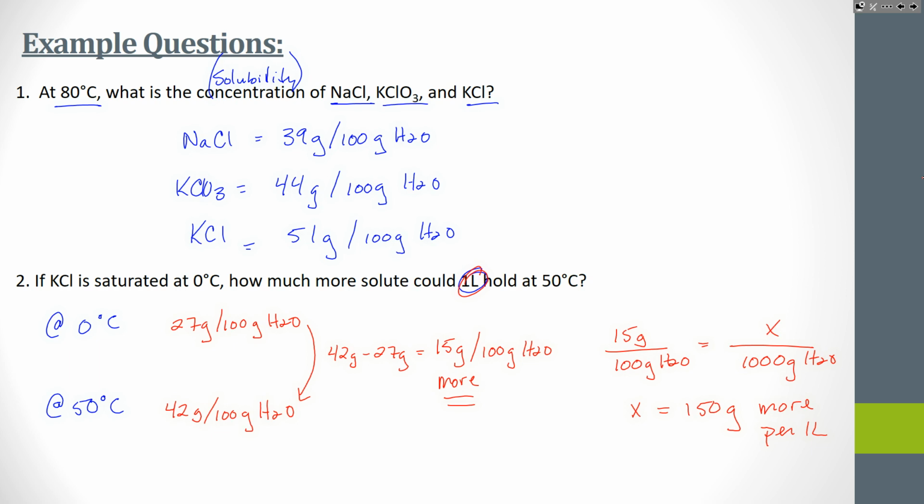So 1 liter would be able to hold 150 grams more. You could also have gone back and said, well, 27 grams in 100 would be 270 grams in 1,000. You can do that ratio here. And same thing here, this would be 420 grams per 1,000. And then take the difference, it would still be 150 grams.